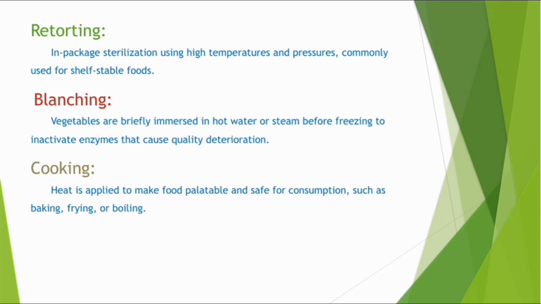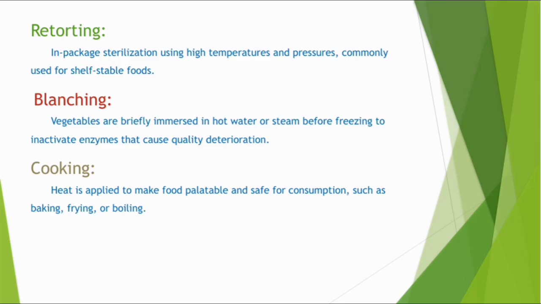Next, there's blanching. This step is often done before freezing vegetables. Basically, vegetables are briefly immersed in hot water or steam. The main goal here is to inactivate enzymes that can cause quality deterioration over time, like spoilage or loss of texture and flavor. Blanching helps maintain the vegetable's freshness and nutritional value during storage.